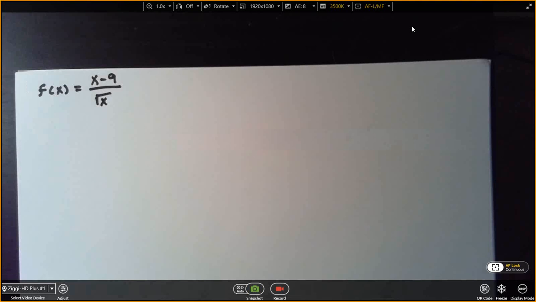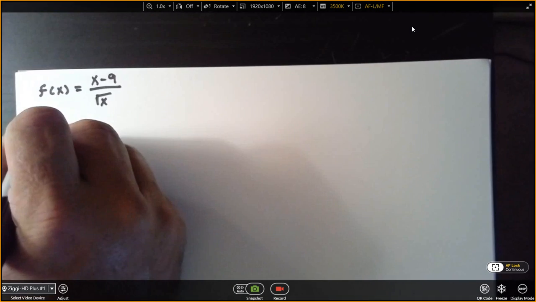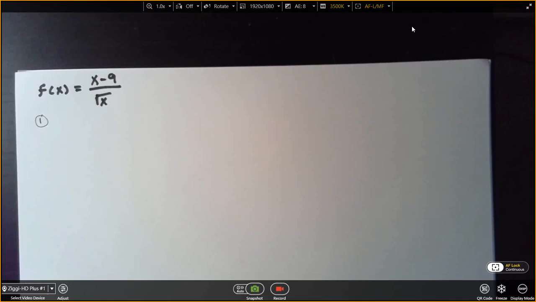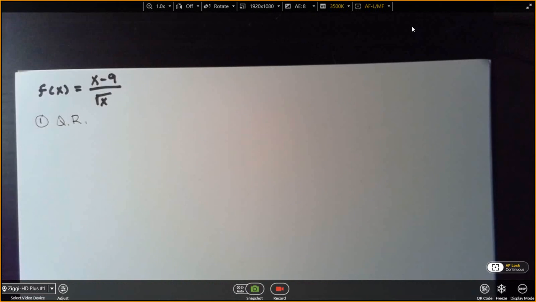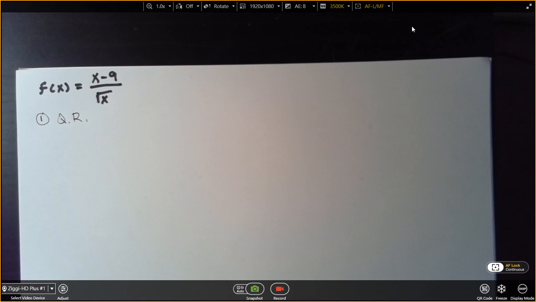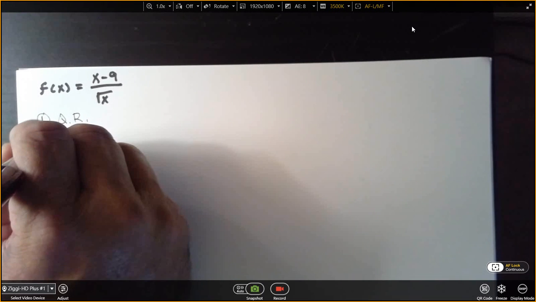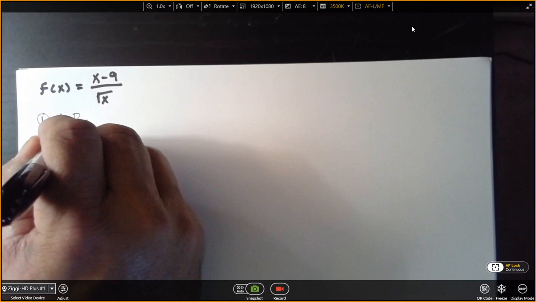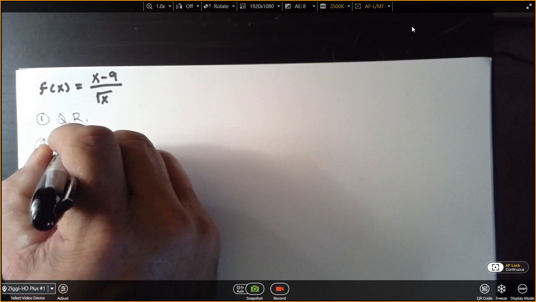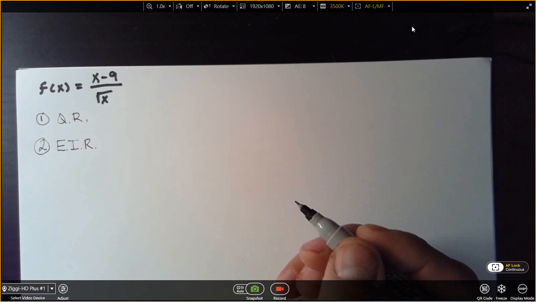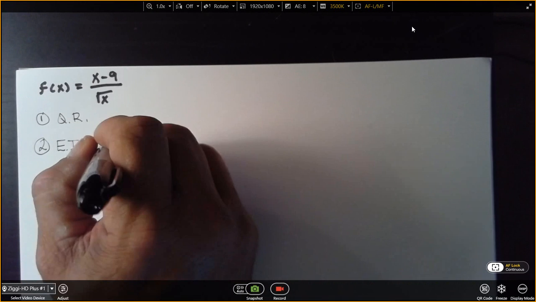Now, before I start this problem, I just want to make sure you understand that there are different ways that you could do these problems. One is you can just go through and do the quotient rule. The second way you can do it is go through and do the inverse rule of exponents, I'm going to put EIR, exponential inverse rule. Then do the product rule.